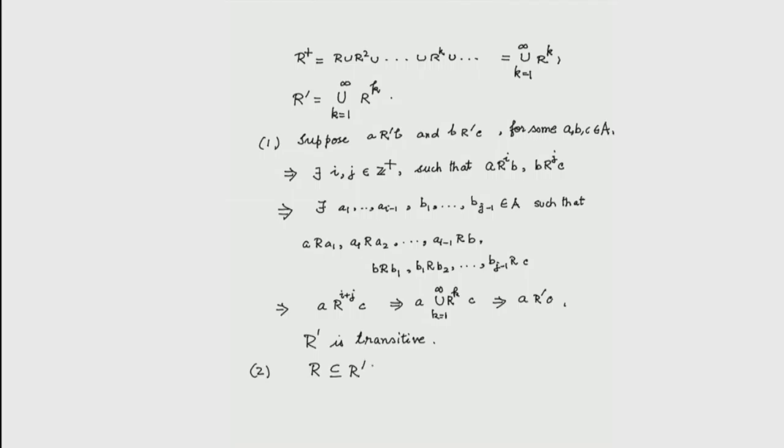The second point that we have to prove is somewhat easy, because we have to prove that R is a subset of R prime, and that is true, because after all, R prime is the union of R and other powers of R. Therefore, it is easy to check that R is a subset of R prime. So, I will write here that it is easy to check.